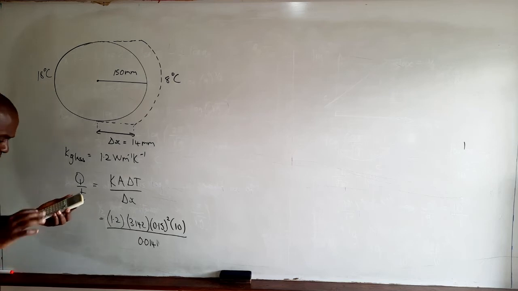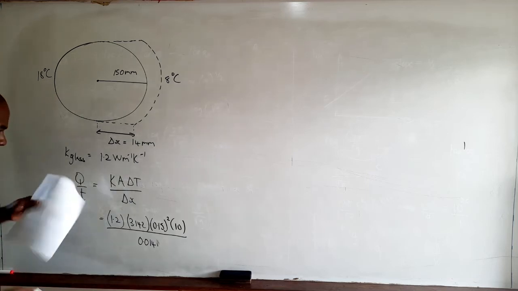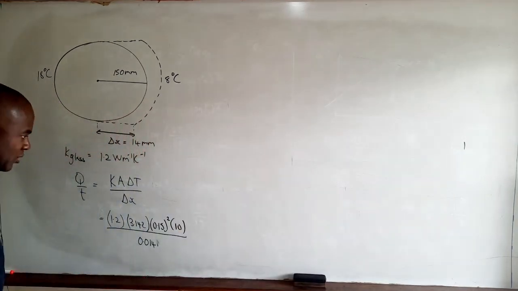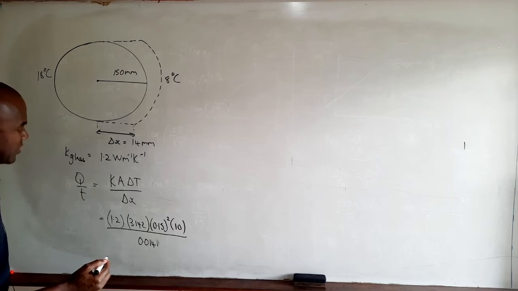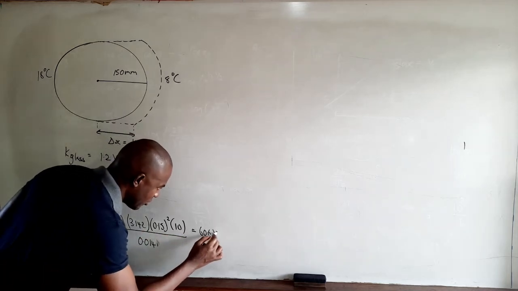All right, so we have 1.2 times 3.142 times 0.15 squared times 10. We divide that by 0.014. And this gives us approximately 60.6 joules per second, or 60.6 watts. So this is approximately equal to 60.6 watts.